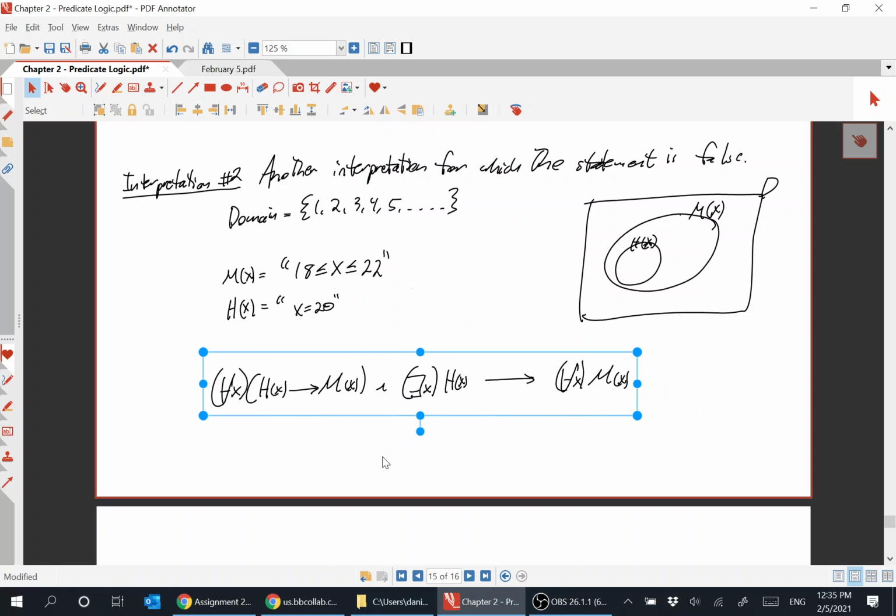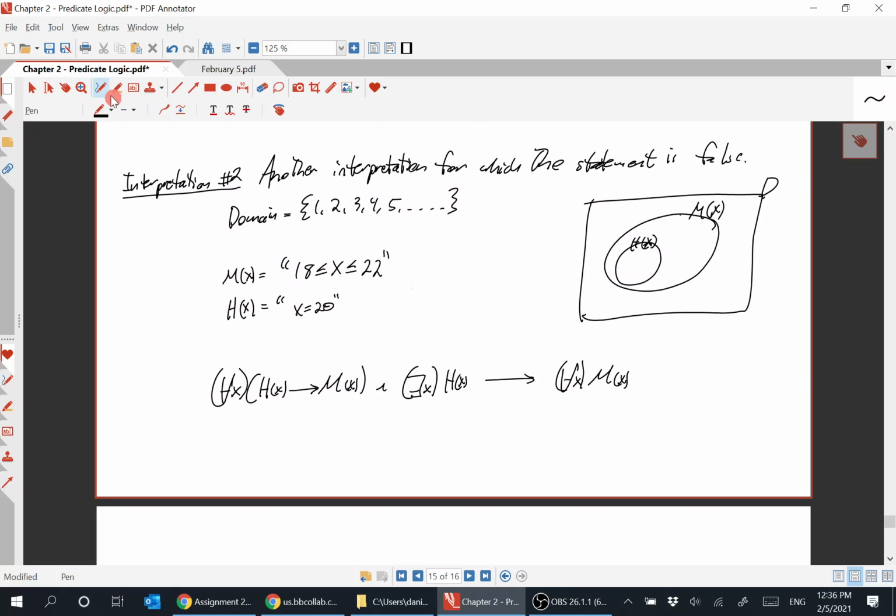Some subset of 18 to 22. X equals 20. So again, for every x in the domain, if x is equal to 20, then x is between 18 and 22 includes it. That's true.